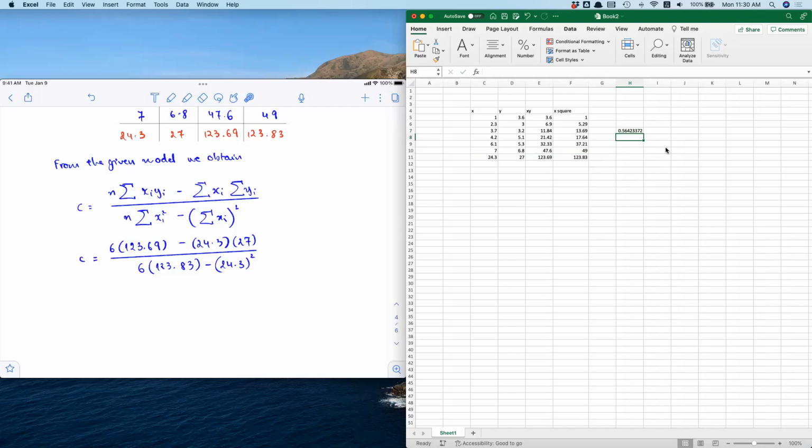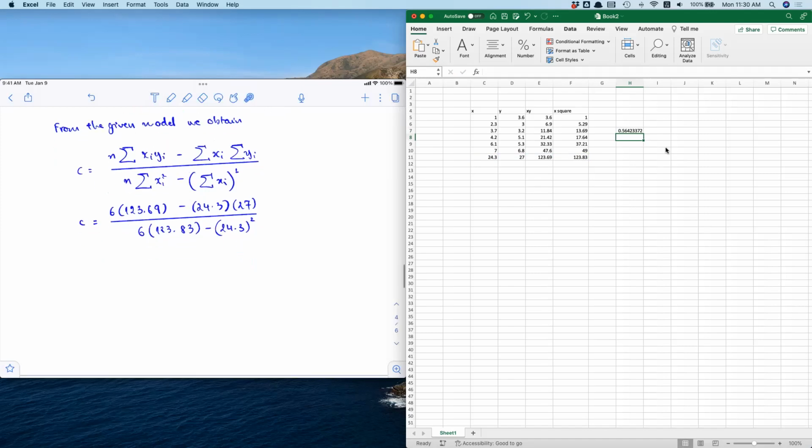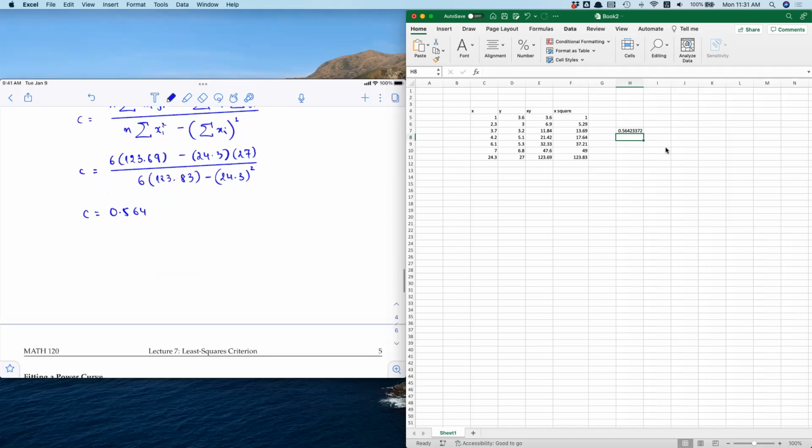So in this case, c is equal to 0.564. So c is equal to 0.564. All right. So the function is of the form y equals 0.564x.